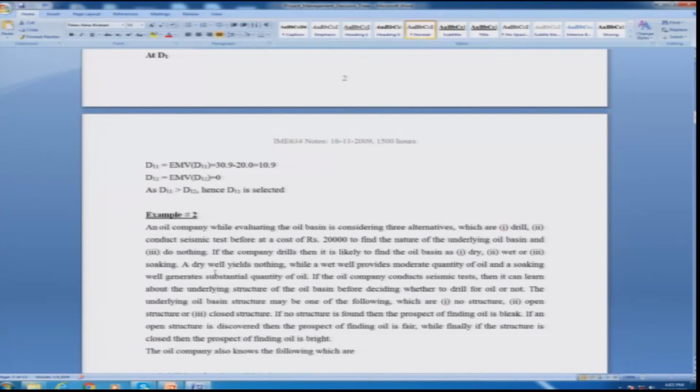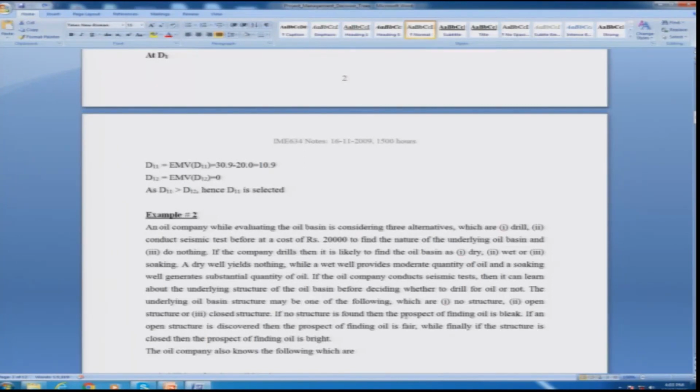Now, a dry well yields nothing, that means it would not give you any oil. A wet well will provide you moderate quality of oil, and a soaking well will definitely give you the maximum amount of oil. So, now what will depend is that the underlying oil basin structure can also be of different qualities or variety. One can be no structure, one can be open structure, and one can be closed structure. These are just characteristics of the basin where you will be trying to drill.